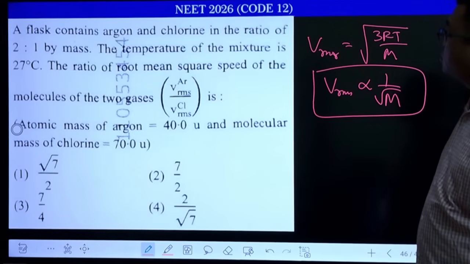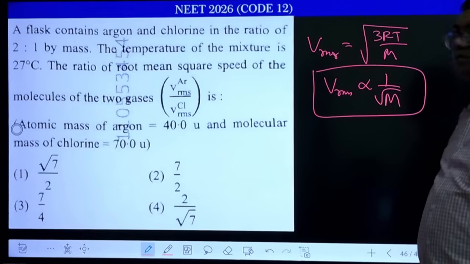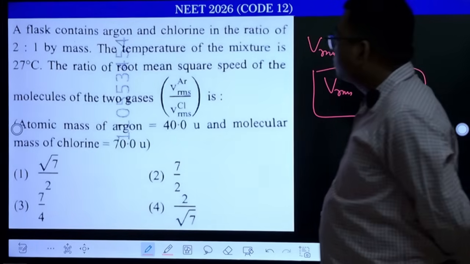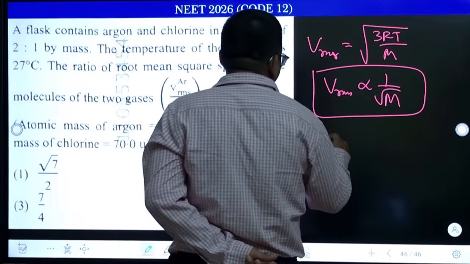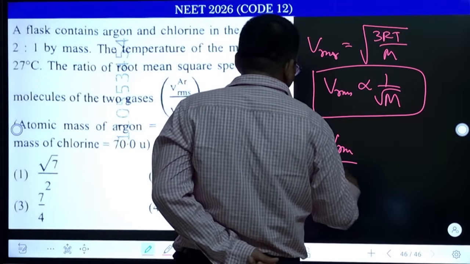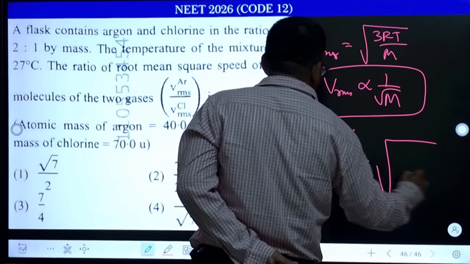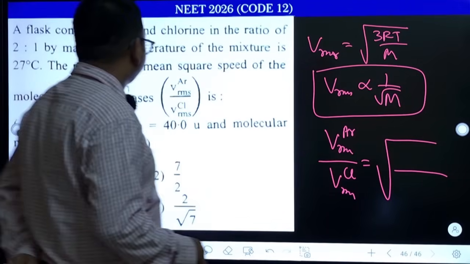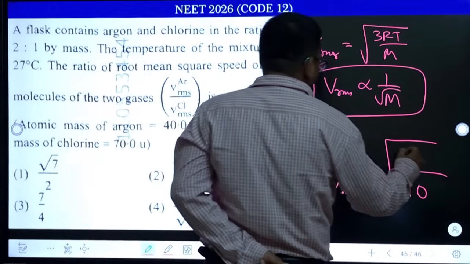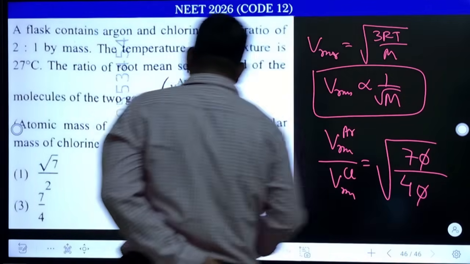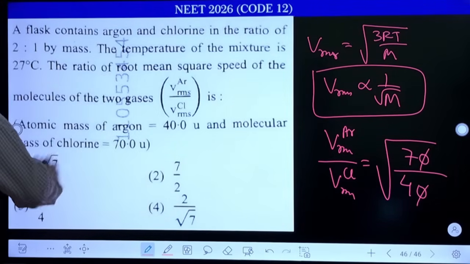The ratio of RMS speed depends on the molecular mass, right? The molecular masses are given here. We have to take argon by chlorine. So the ratio of RMS speeds will be root under the mass of argon by the mass of chlorine. The mass of argon is nearly 40, and chlorine mass is 70. So the ratio is root under 7 by 4. 4 will come out, so root 7 by 2. This is the correct answer, right?